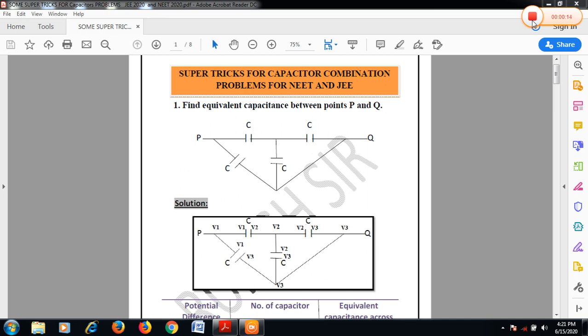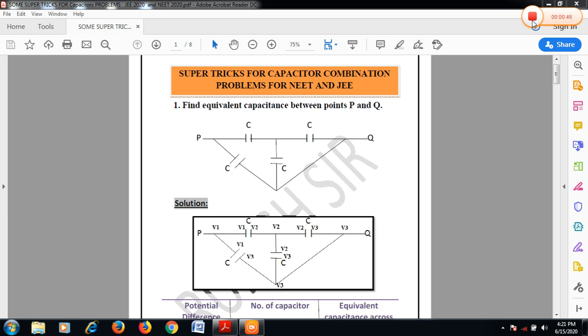Now today in this session we will be discussing some super tricks for capacitor combination problems, which are very essential with respect to your upcoming NEET and JEE examination. So stay tuned till the end of this video. At the end of the video, you will be given one home assignment, which we will discuss in the next online session. Okay, students.